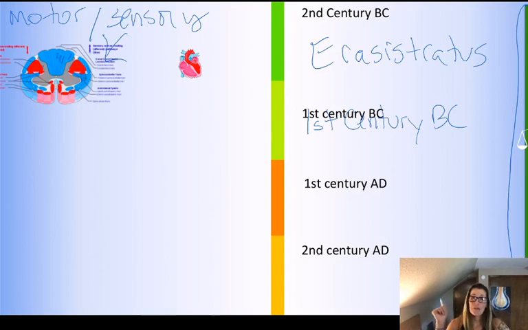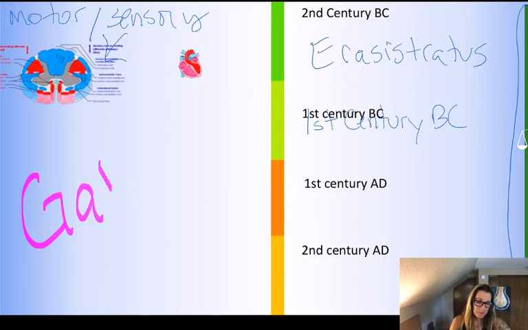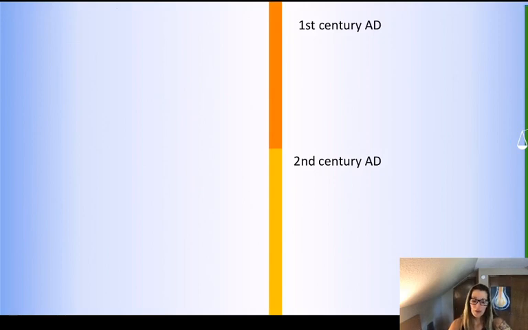In the 1st and 2nd century AD, we have a pretty major player enter the scene here: Galen. Galen figured out some really cool stuff, but also had some not so good ideas. We're gonna spend a couple slides on him, so we're gonna zoom in a little bit on Galen. Again, 1st and 2nd century AD.